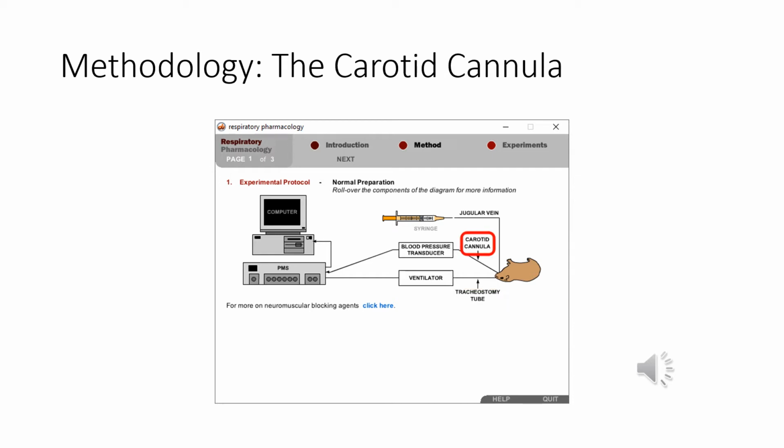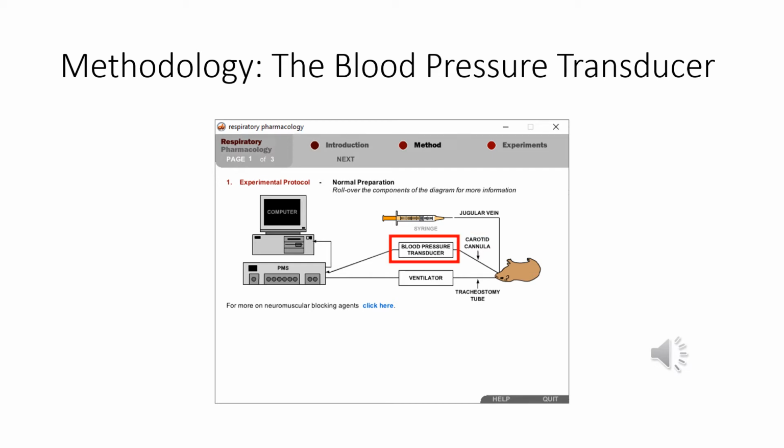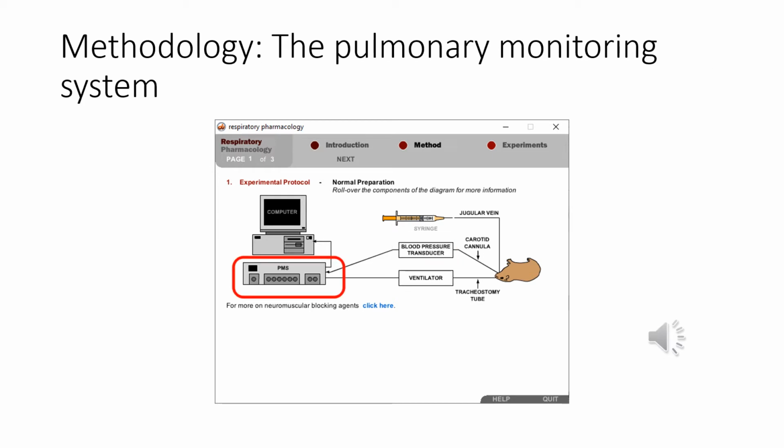The carotid cannula. The left carotid artery is cannulated to monitor blood pressure, providing an indicator of the animal's general well-being and to look for any systemic effects a drug may possess. The blood pressure transducer. Arterial blood pressure is measured by a transducer connected to a saline-filled cannula which is inserted into the carotid artery.